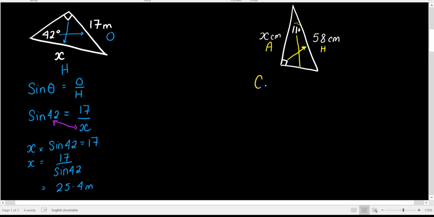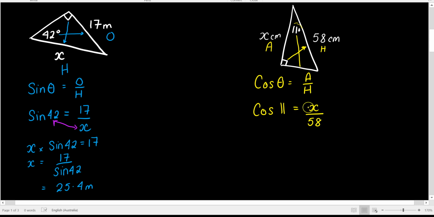So write your rule: cos theta equals A over h, and now we substitute, we put our information in. Our angle, remember that's what theta stands for, is 11. It says equals, I put equals. What's our A? Our A is the x centimetres, and h is the 58. This is a lot easier, this one.